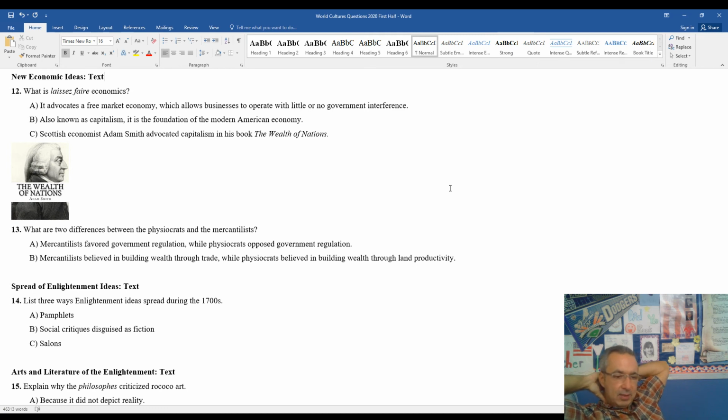(14) List three ways the Enlightenment ideas spread during the 1700s. So you think about the 1700s, obviously we're not text messaging or YouTube sharing information. Pamphlets would be a common way to get information out. Salons: a salon would be a place for academic discussion and discourse where you can basically talk back and forth on big issues, sip a cup of tea or maybe have an adult beverage. Social critiques disguised as fiction.